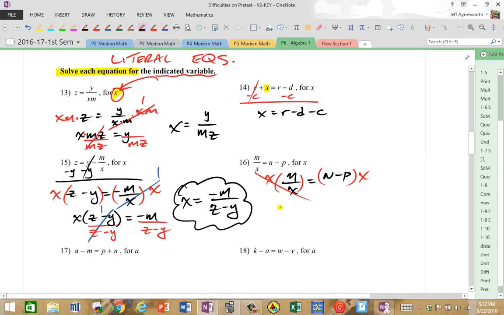So I've got m is equal to x. I'm going to switch the order here, times n minus p. Now notice I said times. So what we do is we divide by n minus p and we're done. Anything divided by itself is 1. So my answer, x here, is equal to m divided by n minus p.